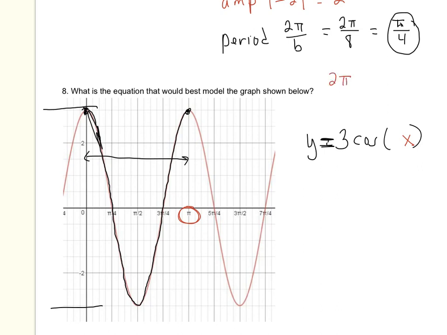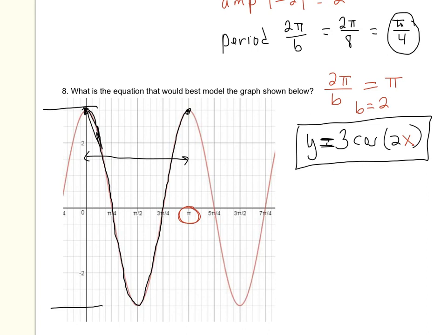Well, remember the period of a function is 2 pi over b, so we're trying to figure out 2 pi divided by what is going to give me pi. Well, that of course will make b 2, because 2 pi divided by 2 gives me pi. So I'll put a 2 there, and that would give me this graph. So if you were to graph this in Desmos, you would see this function here looks just like this graph here.